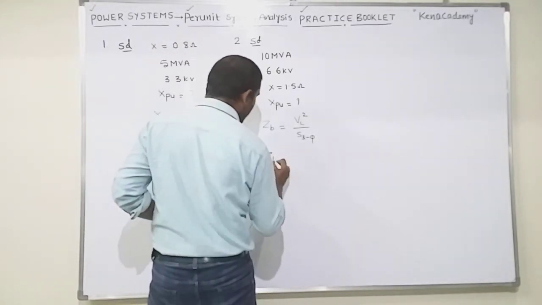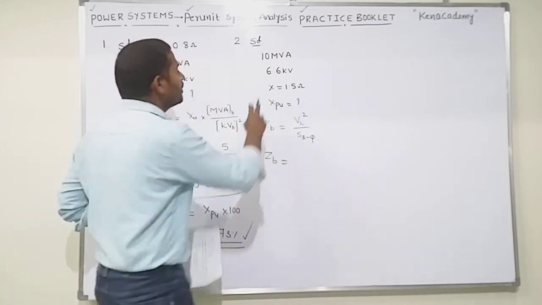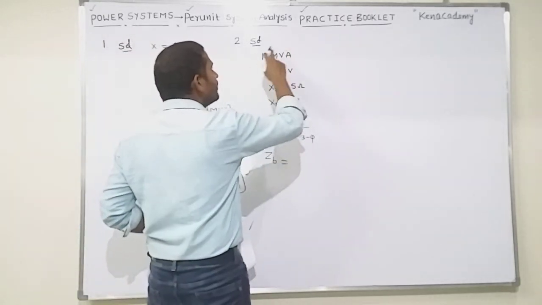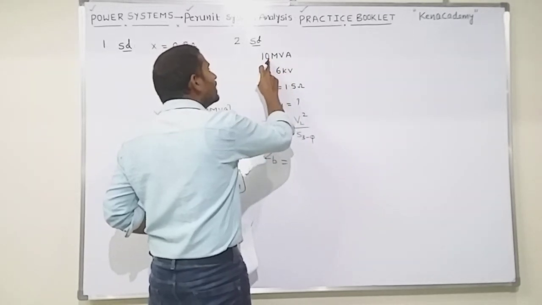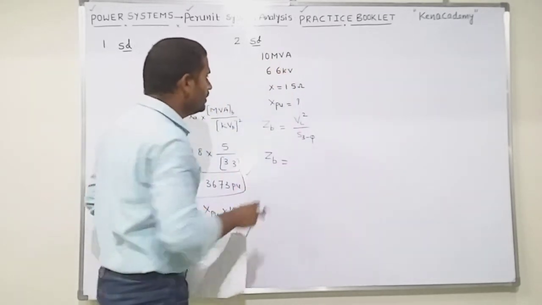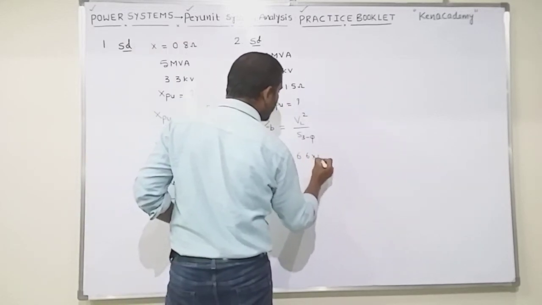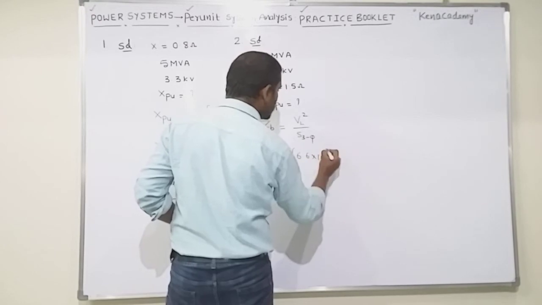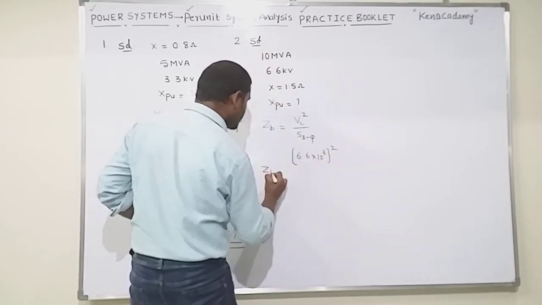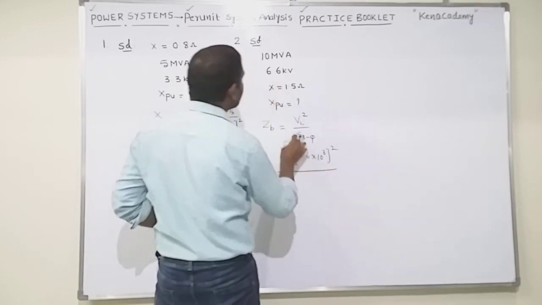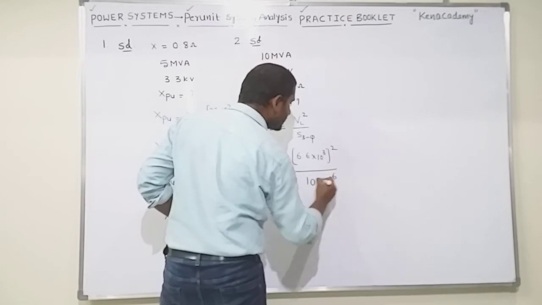Then ZB equals VL square by S 3 phase. What is VL? Whatever ratings are given in 3 phase, the voltage indicates the line voltage, and the MVA indicates the 3 phase rating. Then VL is 6.6 kV, 6.6 into 10 cube, whole square, first I am calculating the base impedance, by the 3 phase rating, 10 MVA, 10 into 10 power 6.